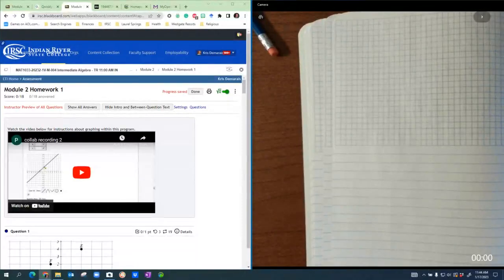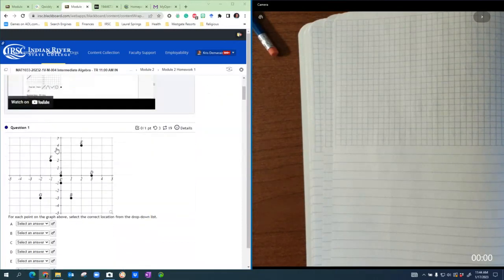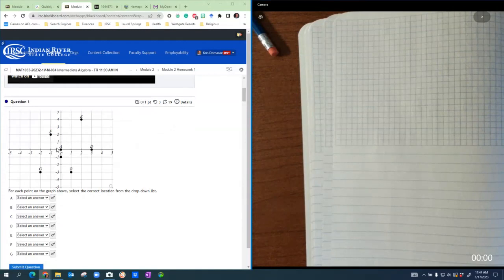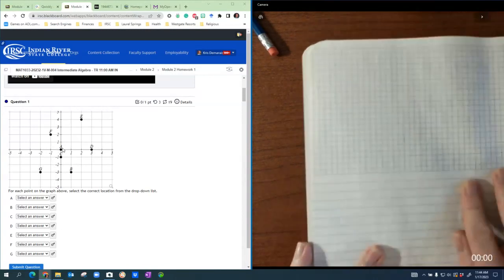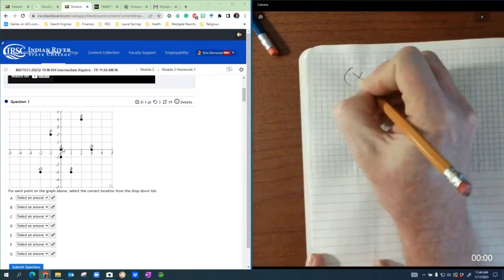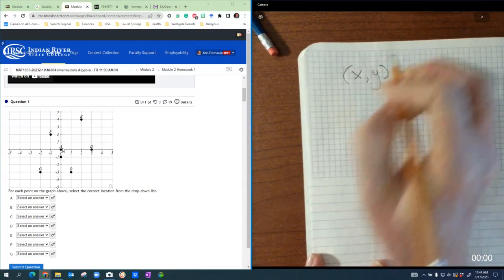All right, here's a video on Module 2, Homework 1. We're going to go ahead and go through that. When we're graphing coordinate points, we graph them based off of ordered pairs. So we always look at graphing ordered pairs by x and y. So that's how we graph.